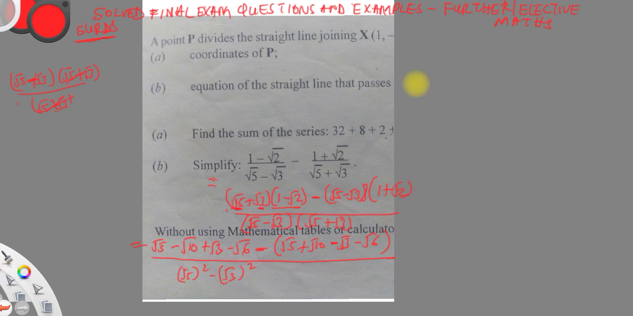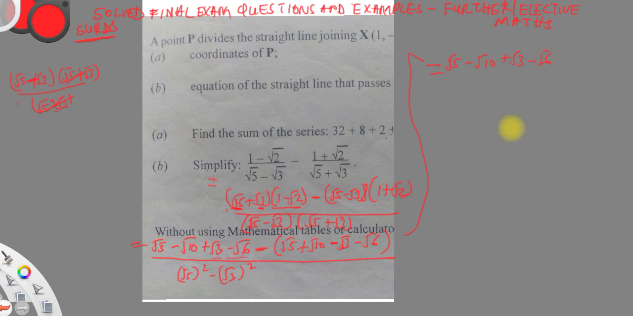Okay, so let's come up here. This is equal to what? We have square root of 5. Let's keep writing. So the first term is square root of 5 minus square root of 10, then plus square root of 3 minus square root of 6. So this is what we have, the whole thing from here to here.